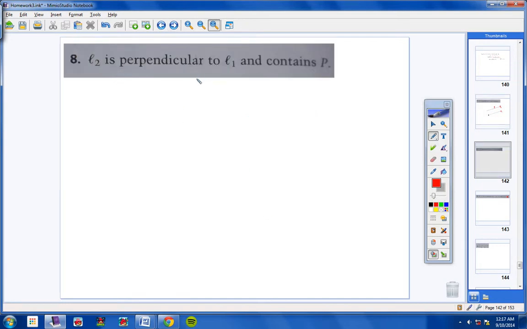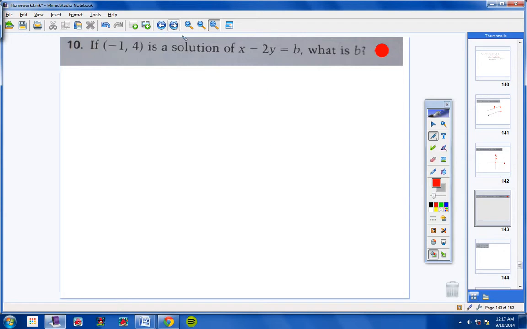L2 is perpendicular to L1, and it contains point P. So here's L1. And then here is the perpendicular line. We're going to call that L2. And then not only is L2 perpendicular to line 1, line 2 contains point P. Alright, moving on to number 10.